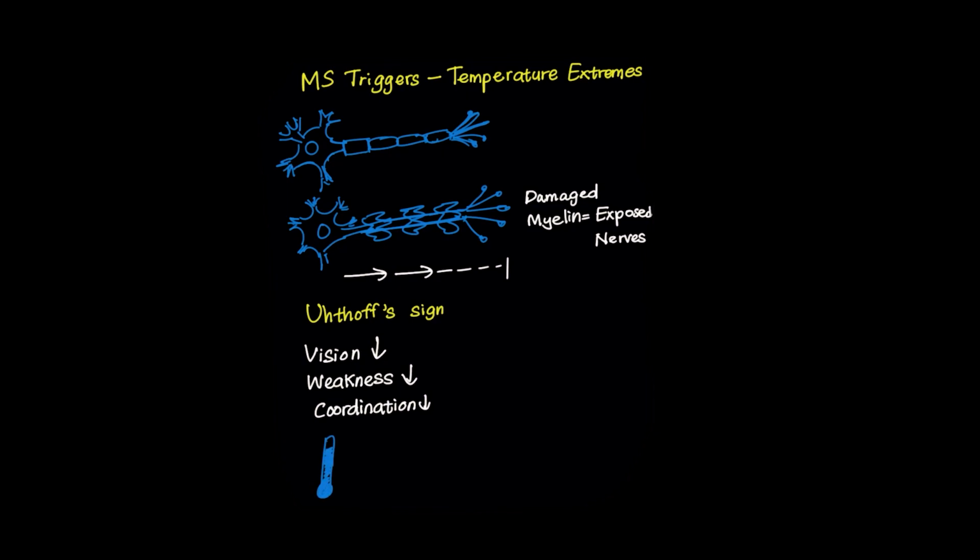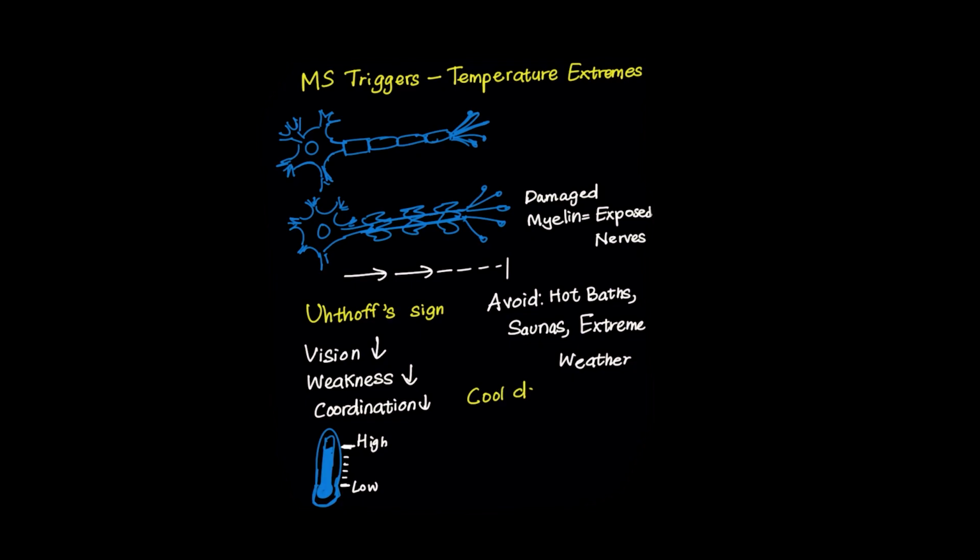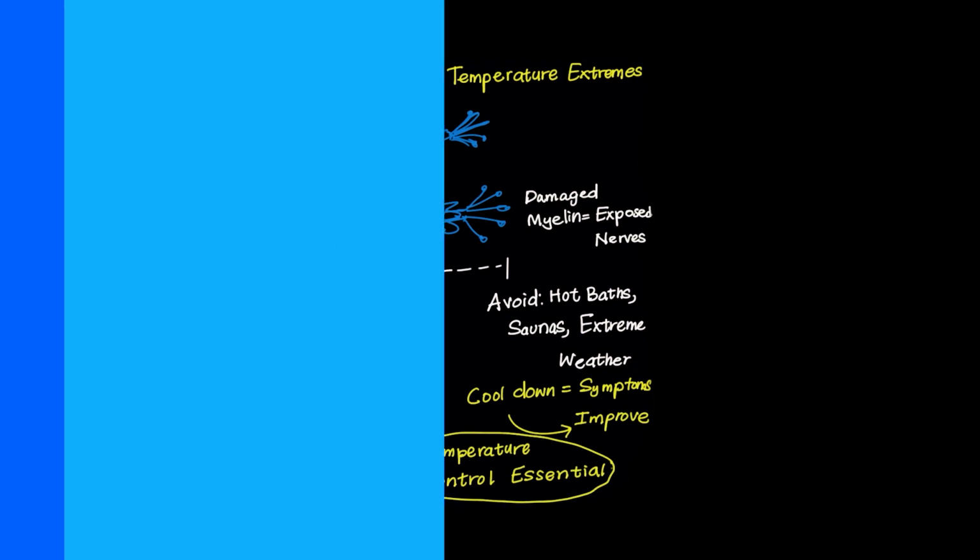Even a hot shower or summer day can trigger dramatic symptom worsening that reverses when cooled. Cold can also trigger symptoms by causing muscle stiffness and spasms. That's why MS patients must carefully control their environment, avoiding hot baths, saunas, and extreme weather.